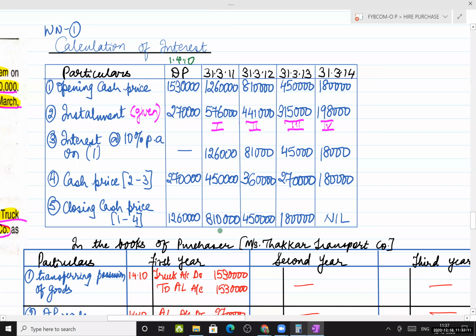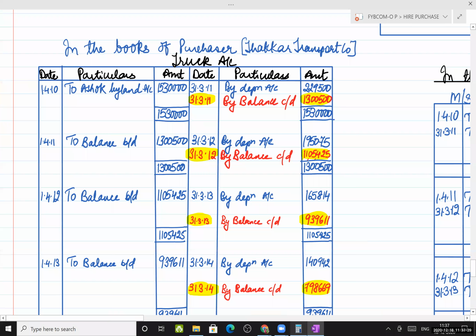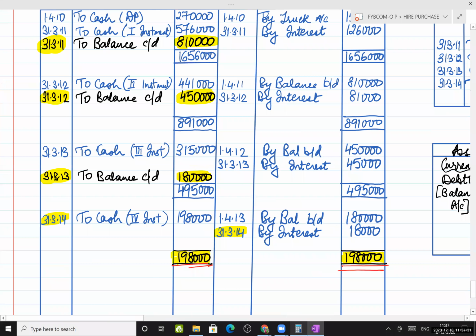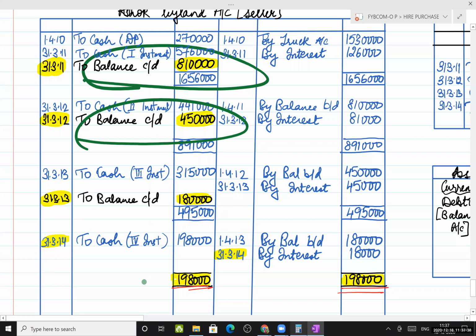Okay, see, look at this. This is the closing cash price, or the closing balance, or outstanding balance, or unpaid balance. You will get the same figures from the ledger as well. So this is how you can cross check your answer, whether it's right or wrong. See, 8,10,000, 4,50,000, 8,18,000, and ultimately last there is 0, meaning the ledger will tally.